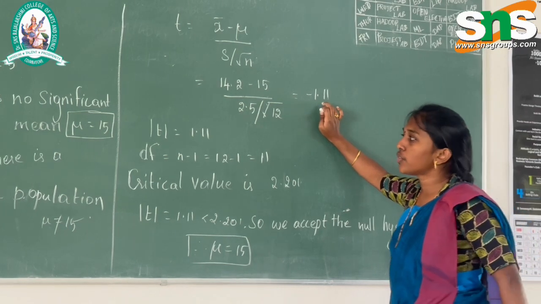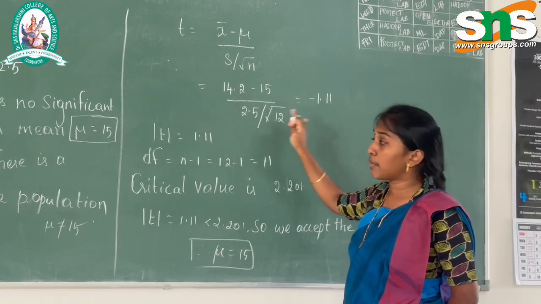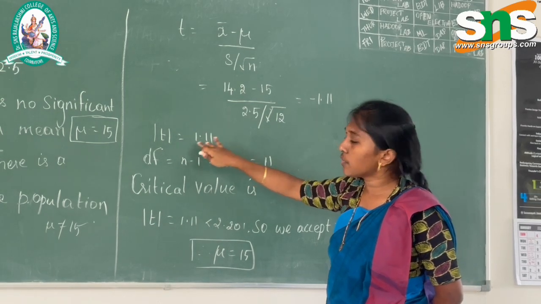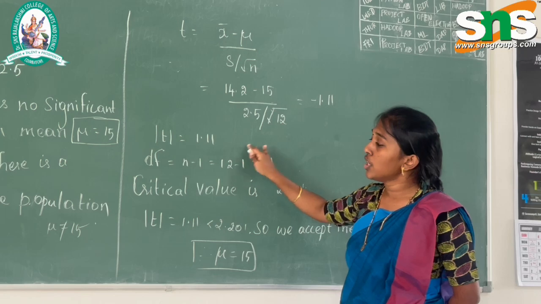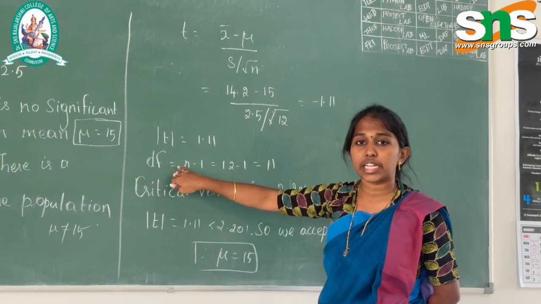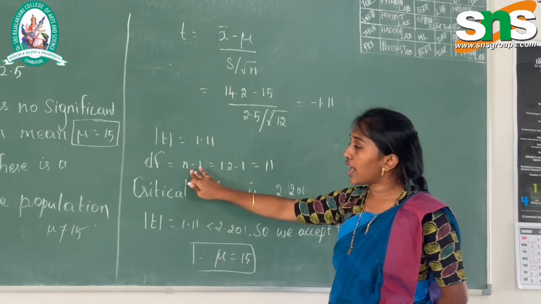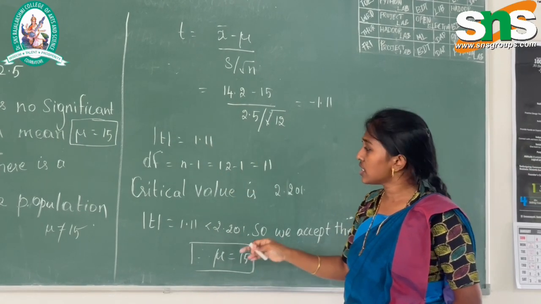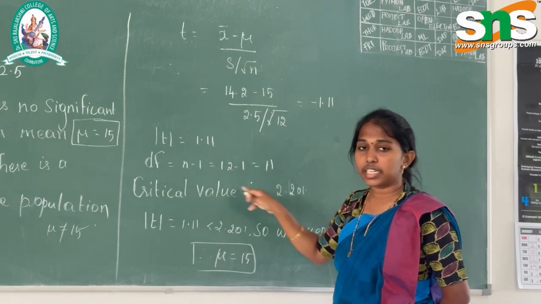But we are going to take the modulus of t, so the negative term becomes a positive term. Then the mod t value is 1.111. So this is the t value. Next we are going to find the degrees of freedom. The formula for the degrees of freedom is n minus 1. Here the n value is 12, which is given in the question. So 12 minus 1, the answer is 11. So this is the value for the degrees of freedom.